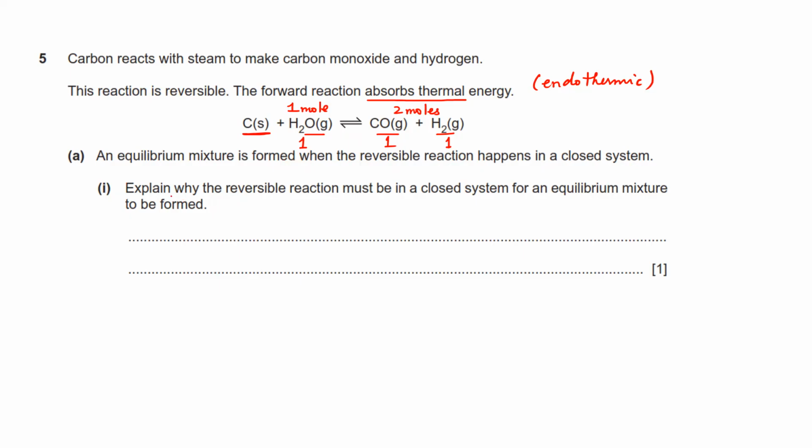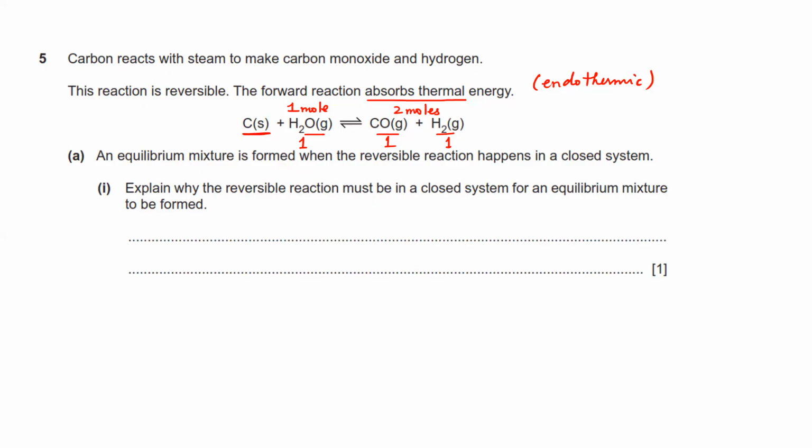Then part A, it says an equilibrium mixture is formed when a reversible reaction happens in a closed system. Explain why the reversible reaction must be in a closed system for an equilibrium mixture to be formed. So just think about this reaction. If this is not happening in a closed container, for example, you are giving carbon, you are adding water and you're heating it. What is happening? The gases carbon monoxide and hydrogen are produced, and they are just leaving the system. So basically, your forward reaction is going. There is no backward reaction, or very little backward reaction is happening.